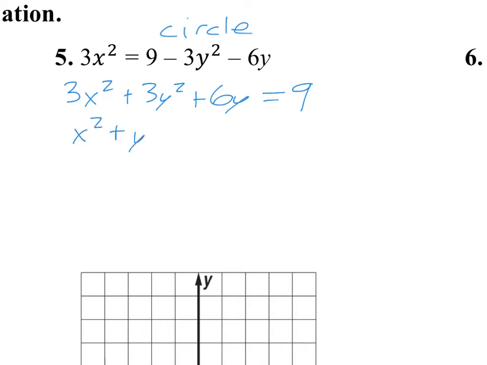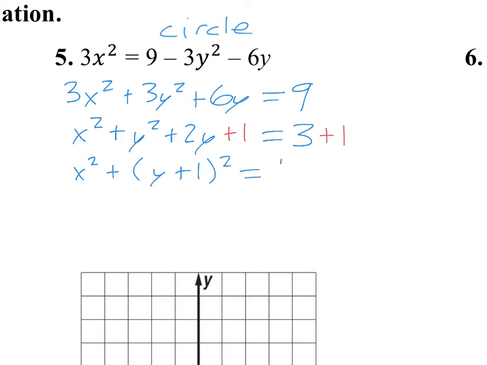X squared plus y squared plus 2y equals 3. I left a gap to complete the square for the y's. We don't have to complete the square for the x's because there is no x to the first power term. So this would need a plus 1. Add 1 to the other side as well. So we have x squared plus, factor, you get y plus 1 squared equals 4.